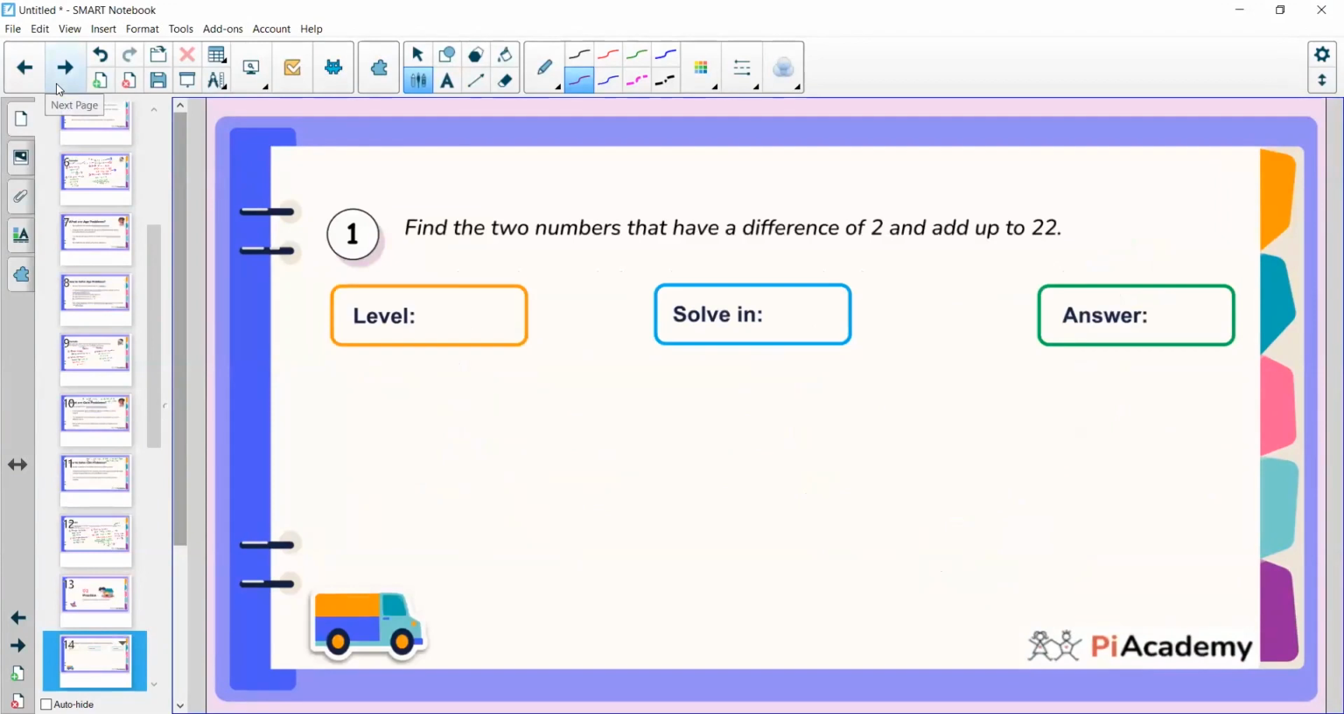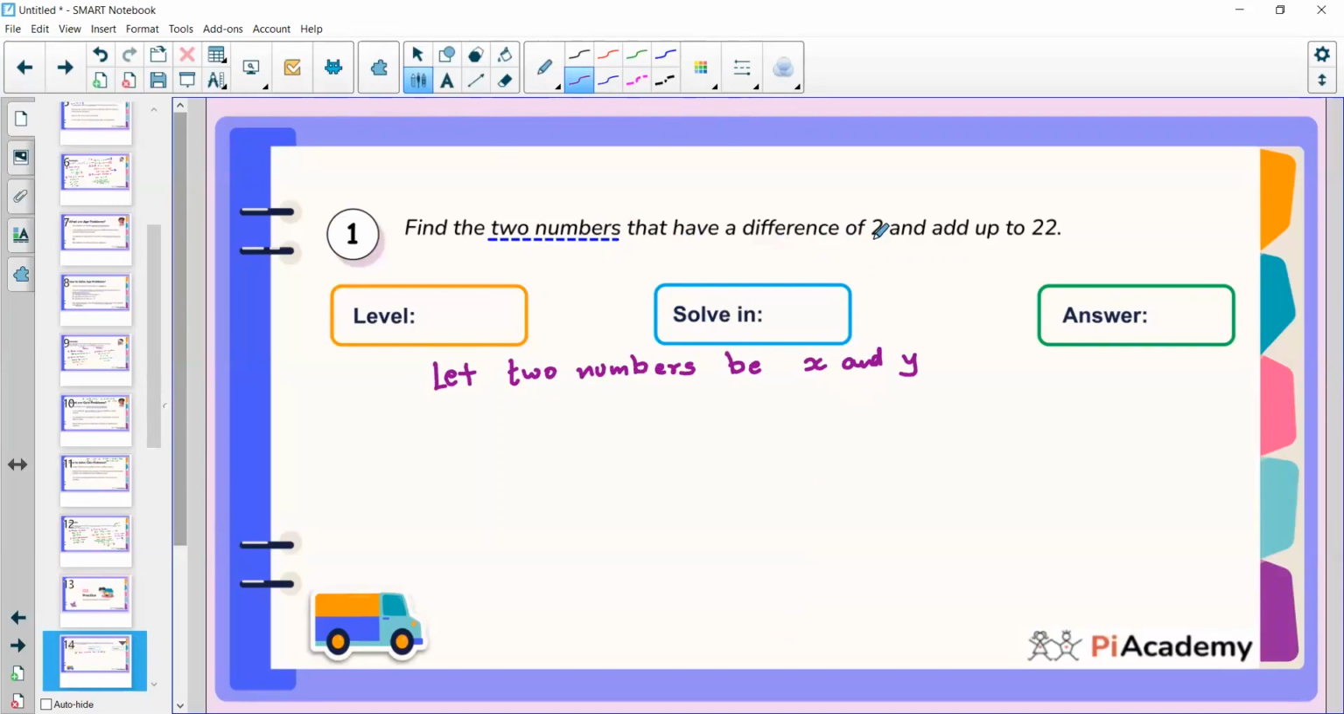Find the two numbers that have a difference of 2 and add up to 22. Okay, so here we got just one line of information about the two numbers. So overall, we got two numbers. We don't know what the numbers are, so we would assign variables. So let the two numbers be x and y.